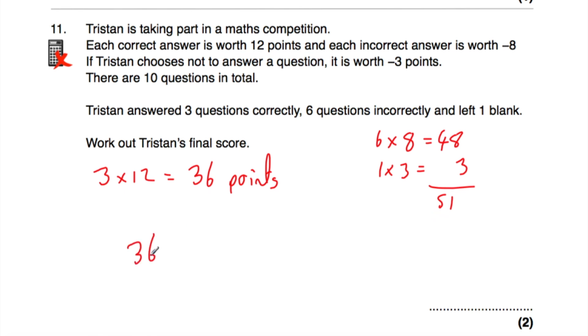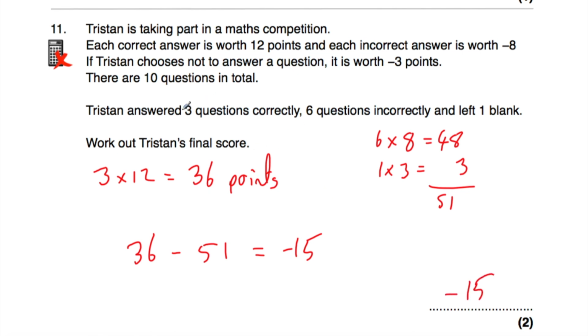So he's got 36 points, and we're going to take away 51. And let's see what we get. So 36 take away 36 is 0, but 51 is 15 bigger than 36. That means we've got another 15 to subtract. So 0 take away 15 would be minus 15. So that means that he would finish on minus 15 points. And that's it. So Tristan's final score would be negative 15 points.